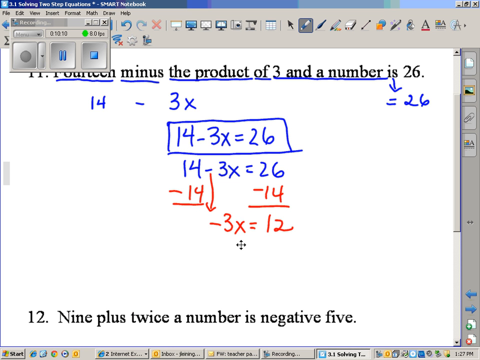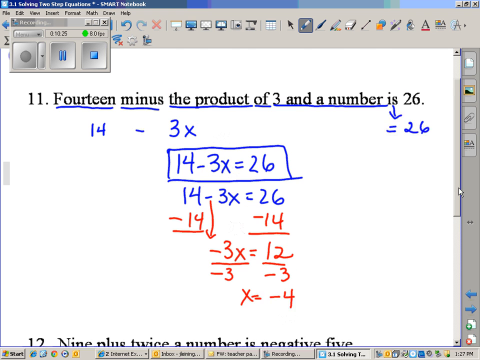Now we're going to figure out what we need to do. Our last step to get the x by itself: divide by negative 3. We're dividing by exactly the same coefficient, sign and all. And x is equal to negative 4.